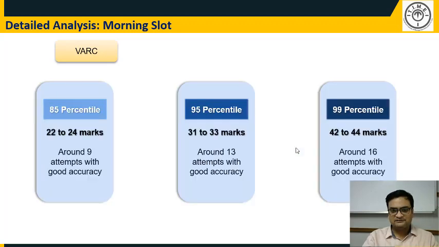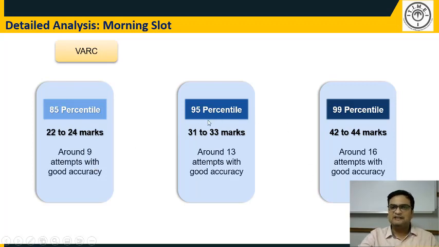Now moving on. This is what we predict. The 85 percentile, that is the cutoff for most of the top B schools, would be around 22 to 24 marks. That translates to attempting around 9 to 10 questions with good accuracy. That should do the trick.